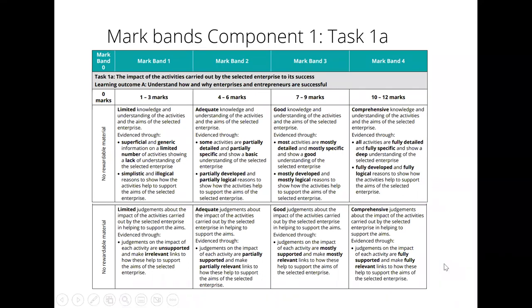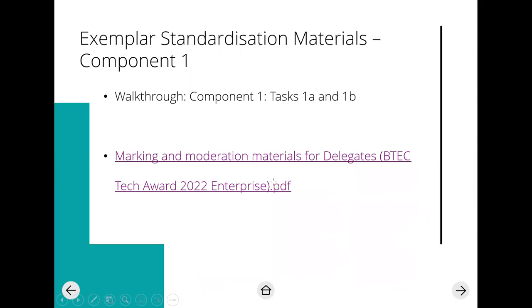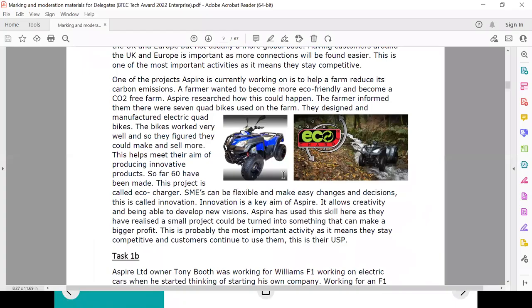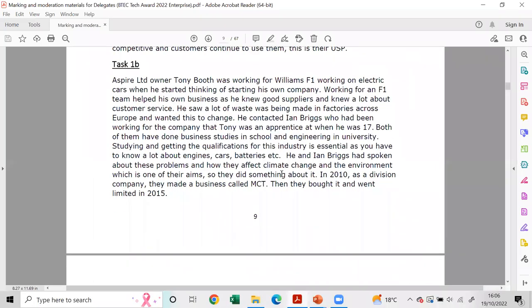Okay, so that gives you a little bit of an idea of how this works. If I go back to their work, we'll have a quick look at task 1B. This is talking about the entrepreneurs now. Okay, so they've got an owner, Tony Booth, and it gives you a bit of history of who they worked for previously, Williams F1, why that's important.